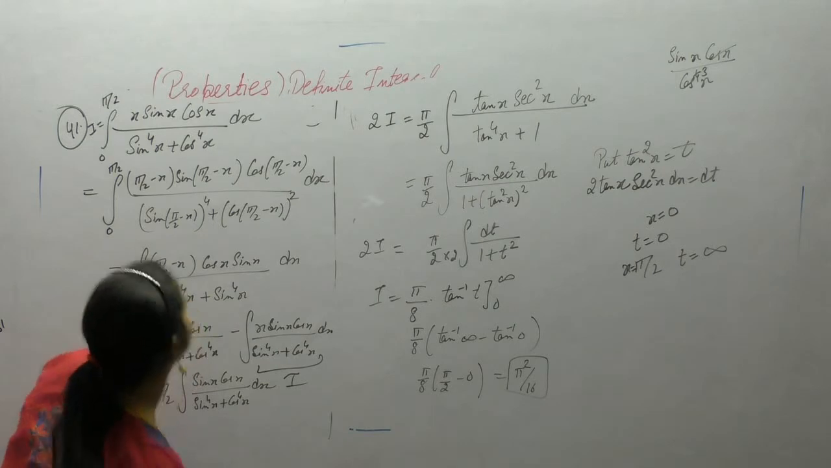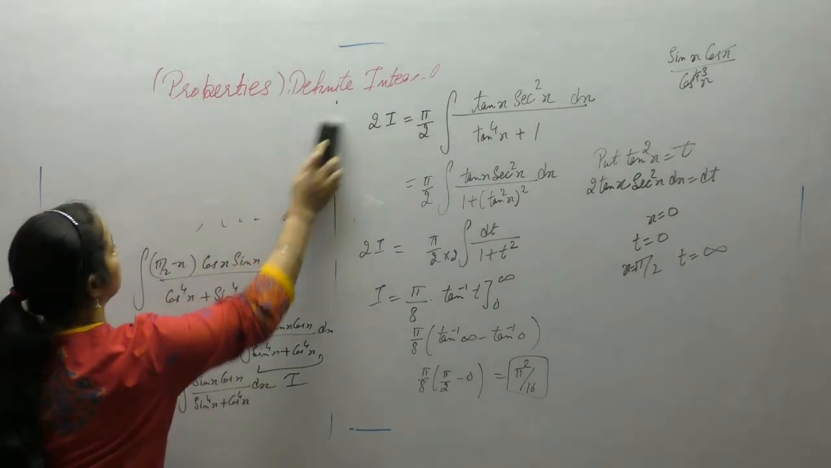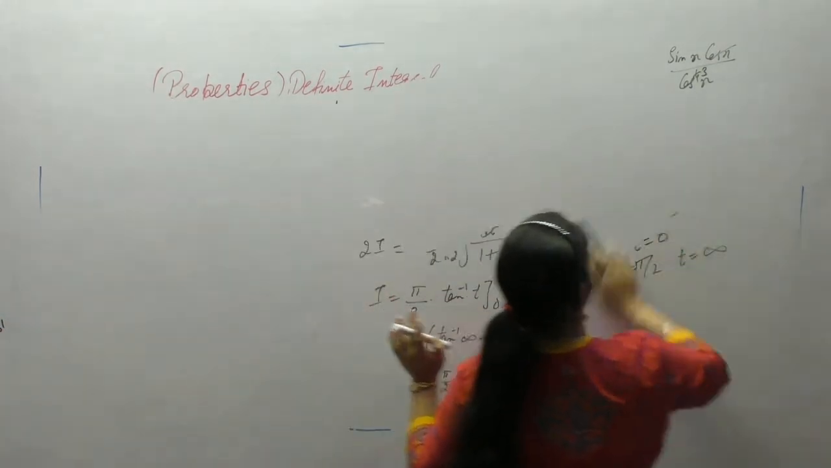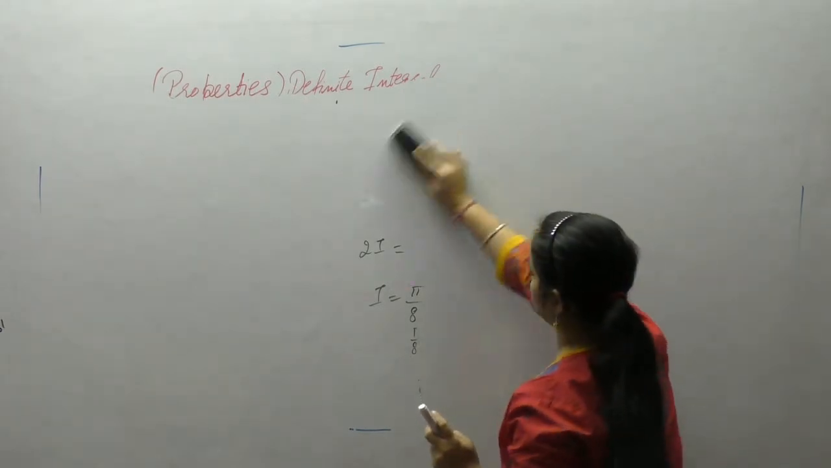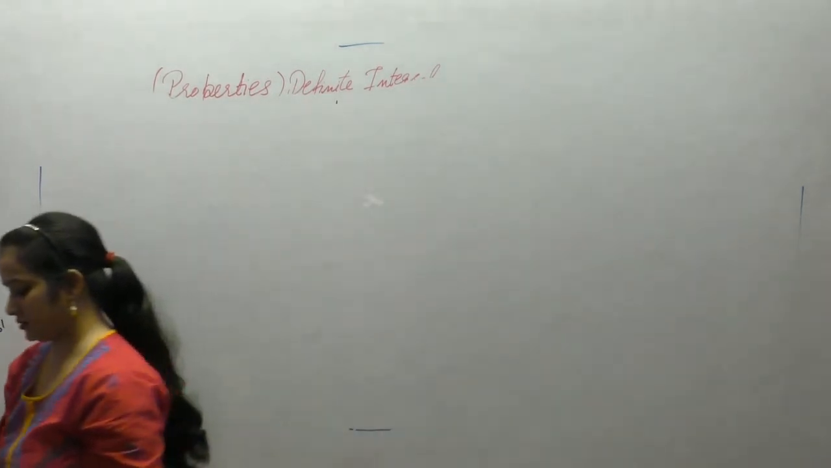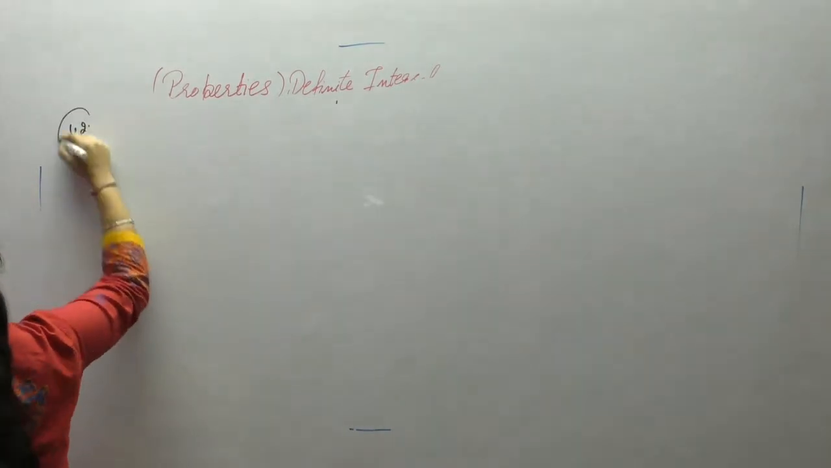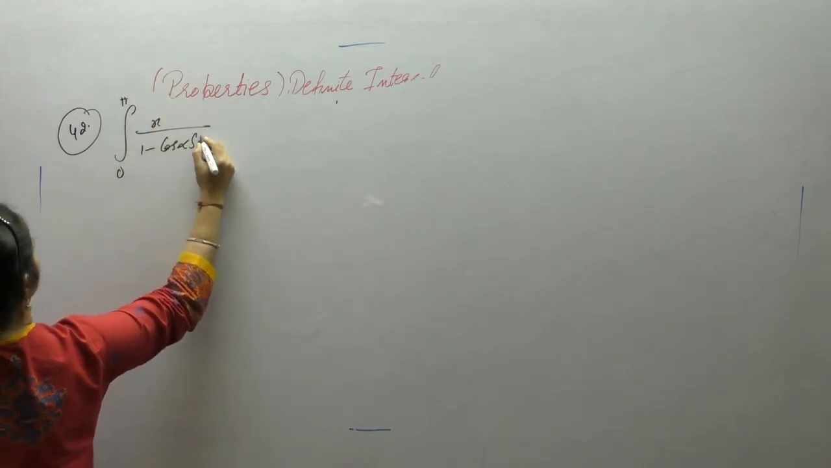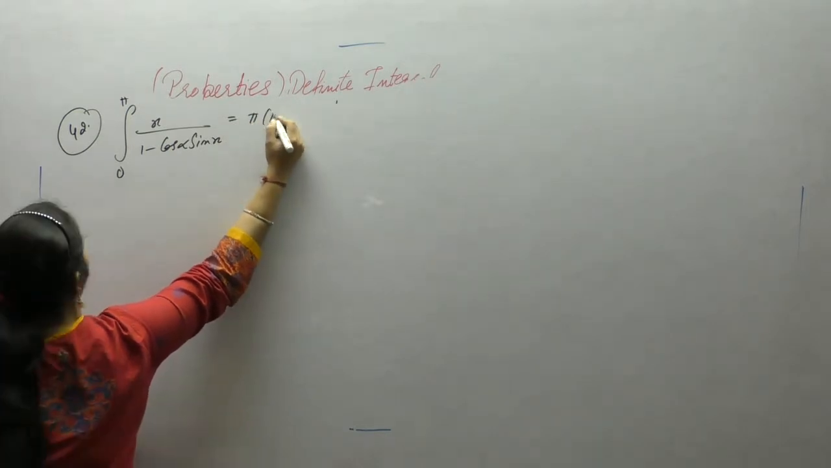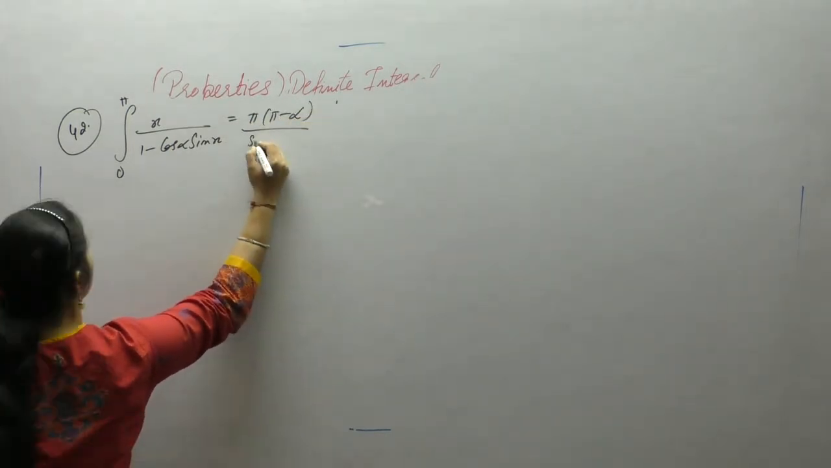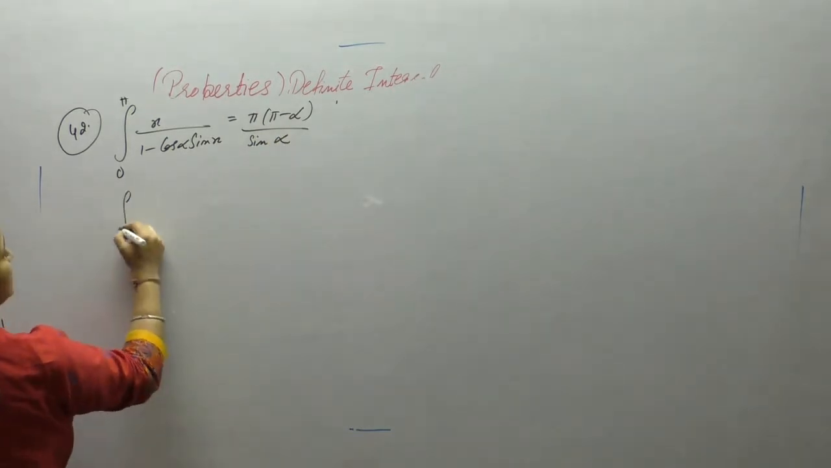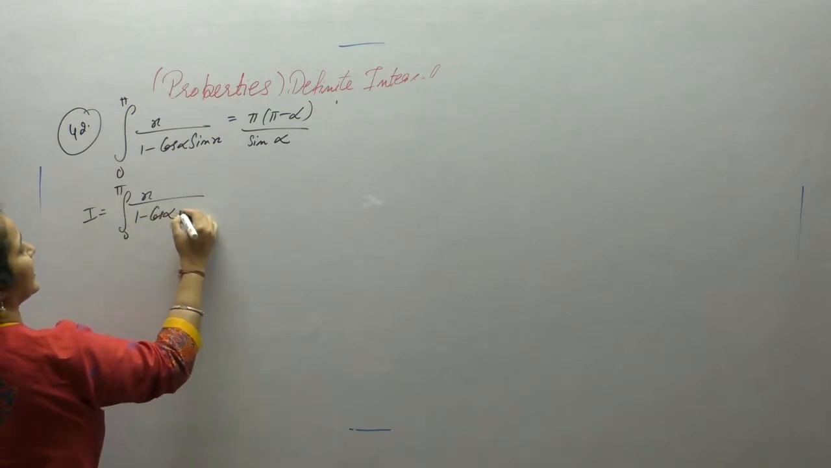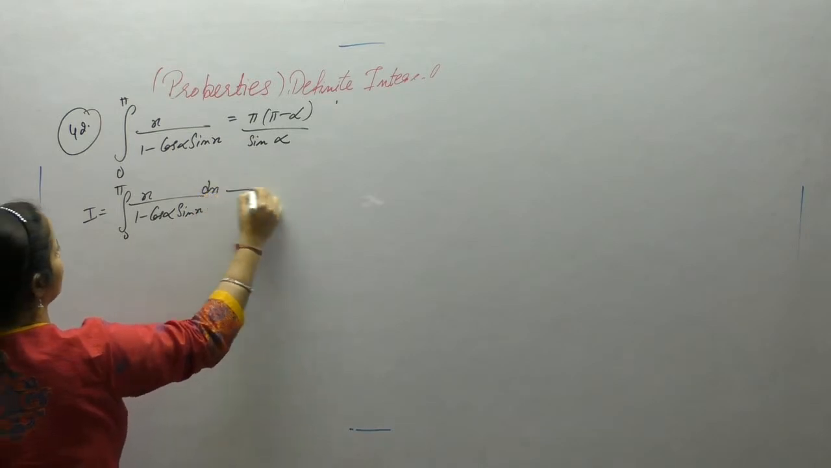Now the next one is the integral of 0 to pi x upon 1 minus cos alpha sin x. We have to prove that this integral is equal to this. First, I is integral 0 to pi x upon 1 minus cos alpha sin x dx.